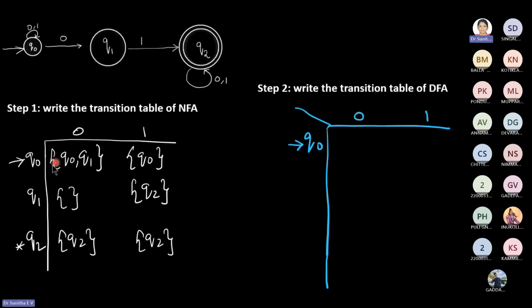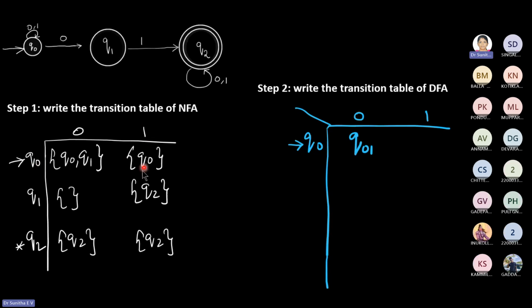So what we are going to do is construct a new state that is a combination of Q0 and Q1. We will write the transition as Q01. Q01 is a new state that is a combination of Q0 and Q1. It means that when the DFA is in Q0, if the input is 0, it will take a transition to the new state Q01. We combine the two states into a single one and get a new state. And for Q0 on 1, the transition will be Q0 itself, a self loop. So that is marked here. So the transitions for Q0 are complete.